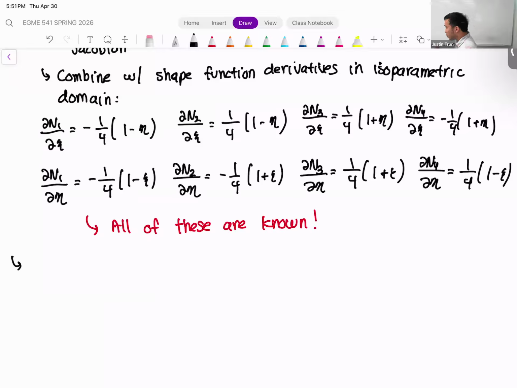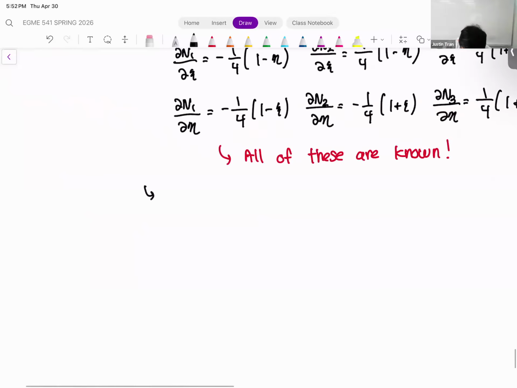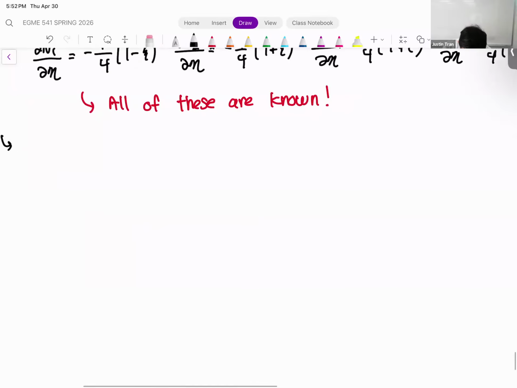All right. So now that we have established these shape function derivatives, and that all of these are known, let's take one shape function derivative in the physical domain and see how we can write it in terms of its counterpart in the isoparametric domain. Let's just do a quick example here. Let's say we have partial n1 partial x. This is the derivative of a shape function in the physical domain.